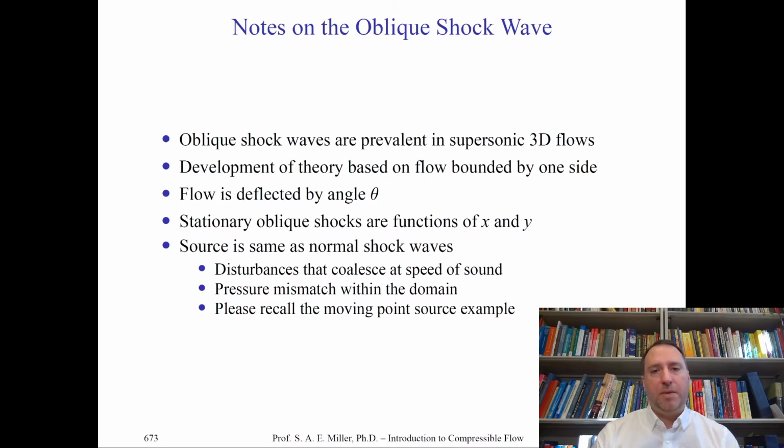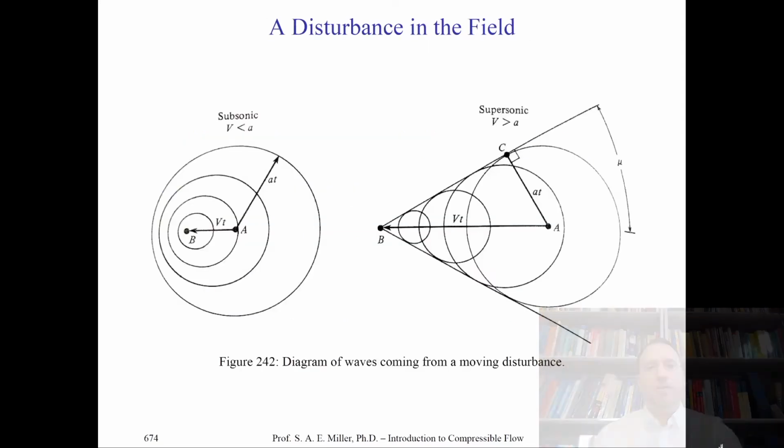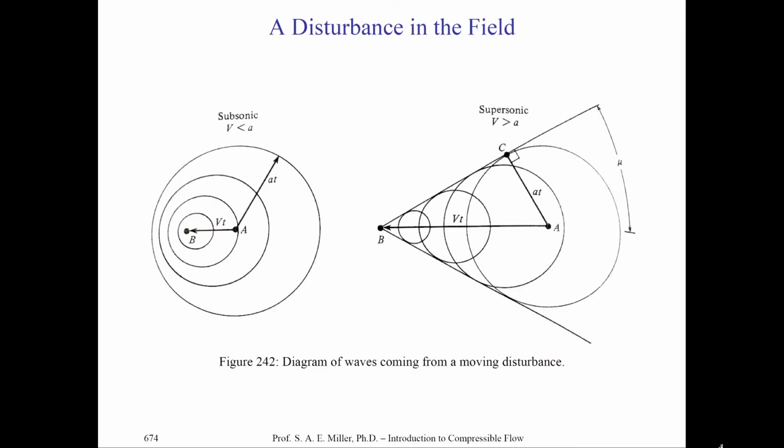You might also remember the moving point wave or point source example we did way back in the beginning of the class. Here's our recollection of these figures. On the left, we have a subsonic moving point source moving from A to B, and there's a collection of circular disturbances as it moves from A to B in the concentric circles. If the disturbance moves at a velocity greater than the speed of sound, which we call a in this particular figure, then once again, we have a Mach angle mu. Remember the Mach angle discussion.